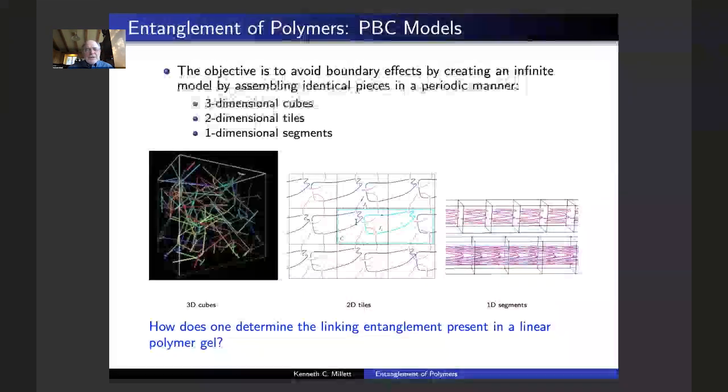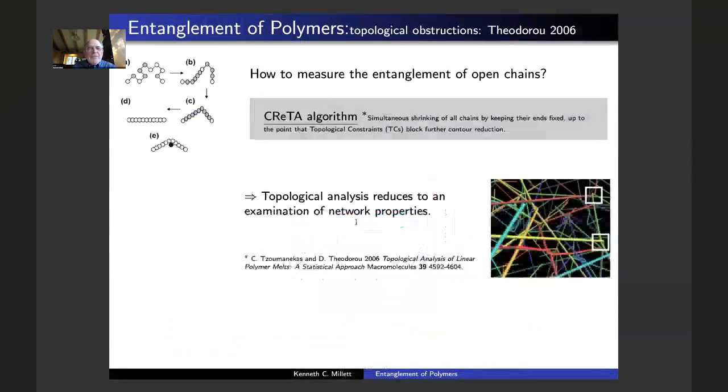So the question is, how do you determine the characteristics of the linking entanglement present in such a gel? Well, how did the material scientists, the polymer physicists, do this? They did, as I mentioned earlier, try to simplify the structure by applying these triangle moves until it was rigid. You could not simplify it any further. And then they looked at the characteristics of the structure that you had.